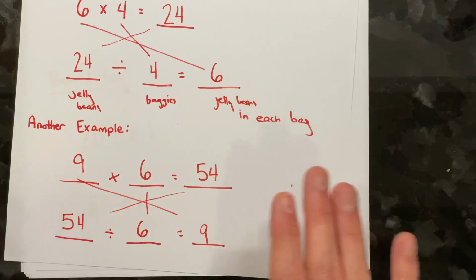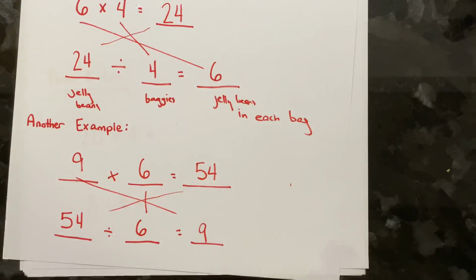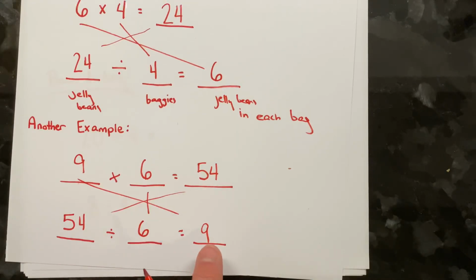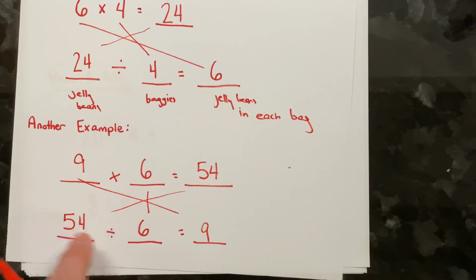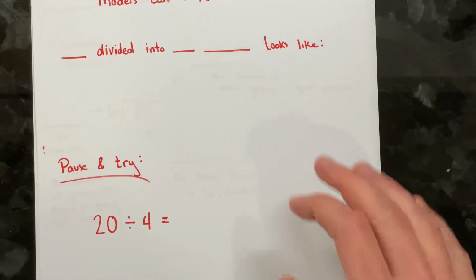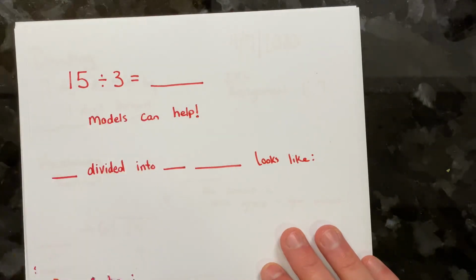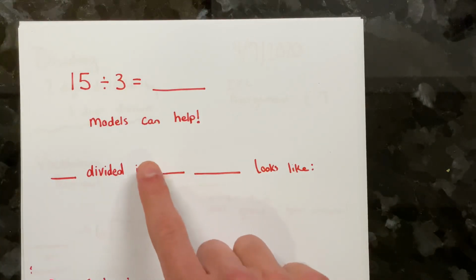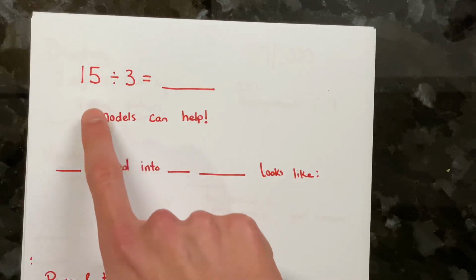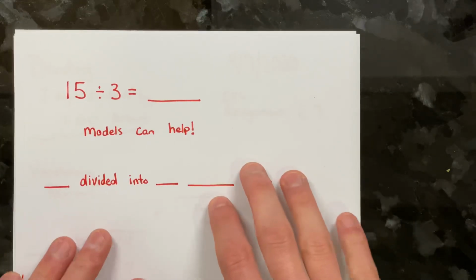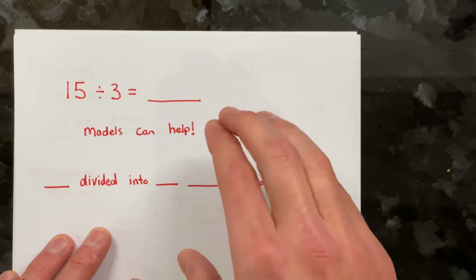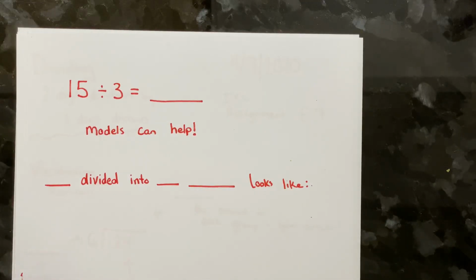Okay, it's important that I'm also understanding the size of these numbers. So 54 divided by 6 is 9, just as 9 times 6 equals 54. Let's take a look here. 15 divided by 3. Well, models can be a big help to me, especially on smaller numbers like this. If I'm still working on mastering my facts, a model can be a really big help, okay?